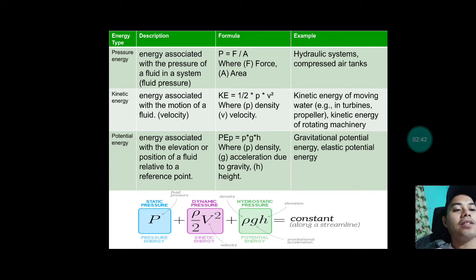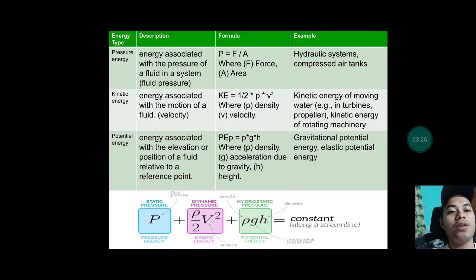So let's differentiate the different energies. Yung pressure energy is energy associated with the pressure of fluid in a system. Yung formula niya is pressure equals force over area. Some examples are the hydraulic systems and compressed air tanks. While the kinetic energy is energy associated with the motion of a fluid, so there is velocity. Its formula is kinetic energy equals 1/2 times density times velocity to the power of 2. Some examples are the turbines and propellers. All moving equipment or machineries do have kinetic energy.